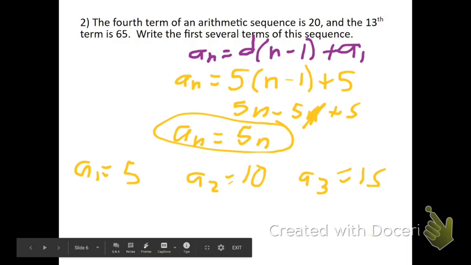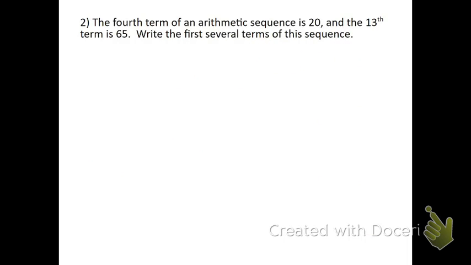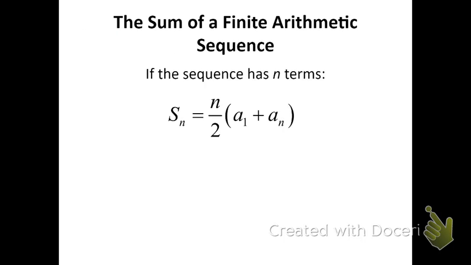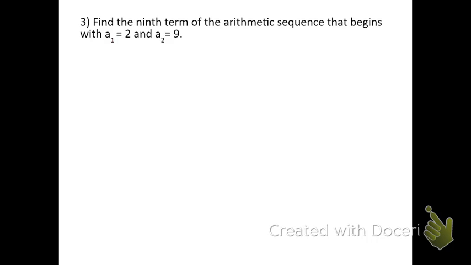So when you're given two random terms in an arithmetic sequence, use the nth term formula and plug those in. And then similar here, we're given the first and the second term.